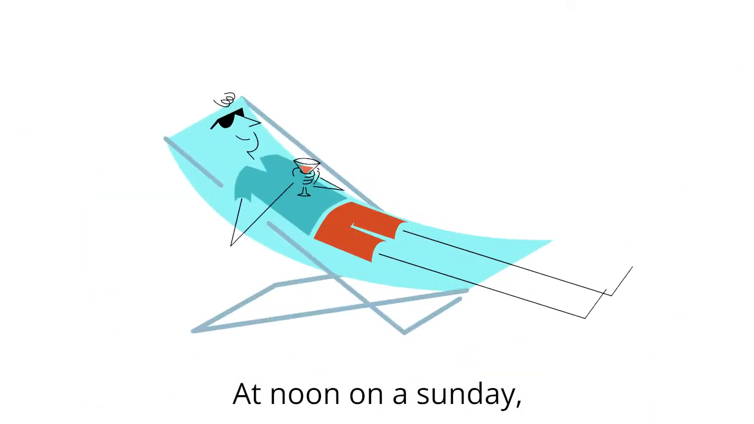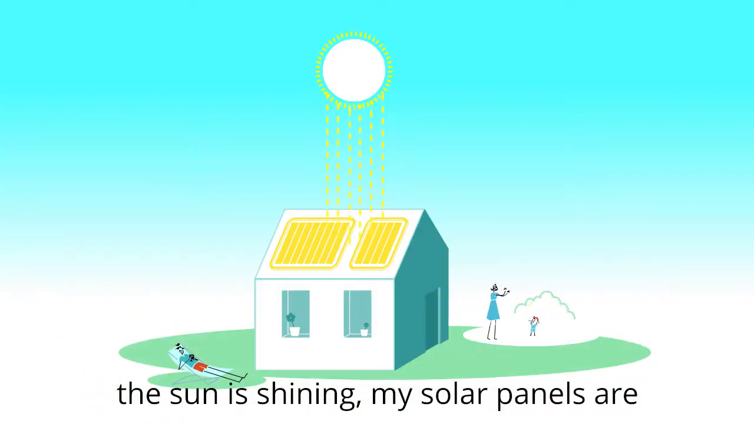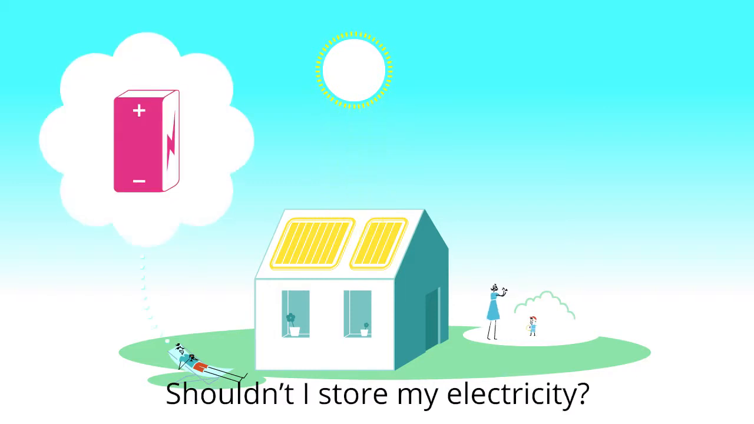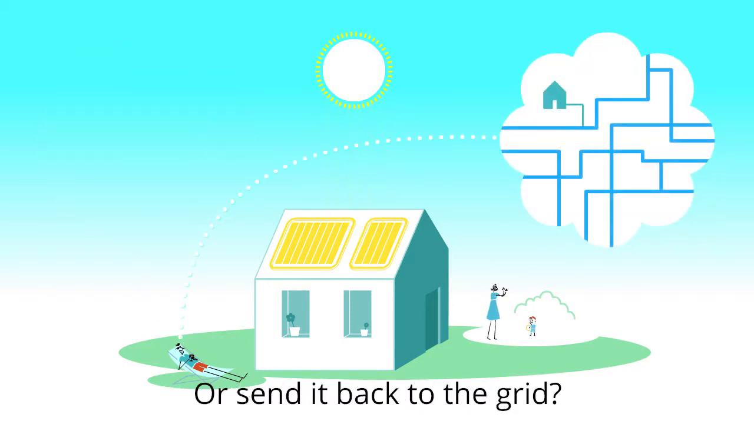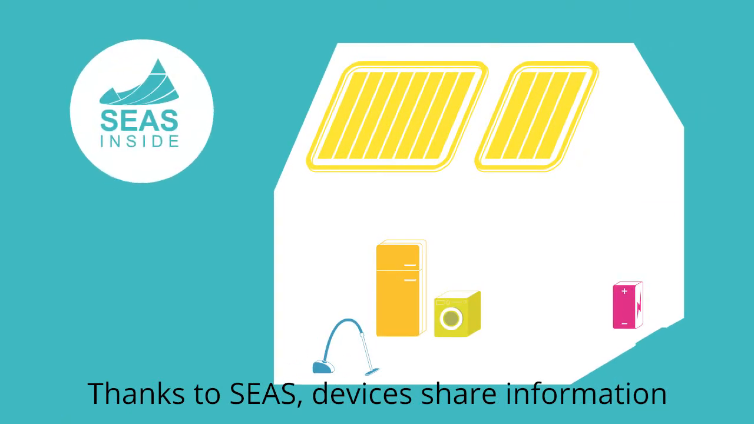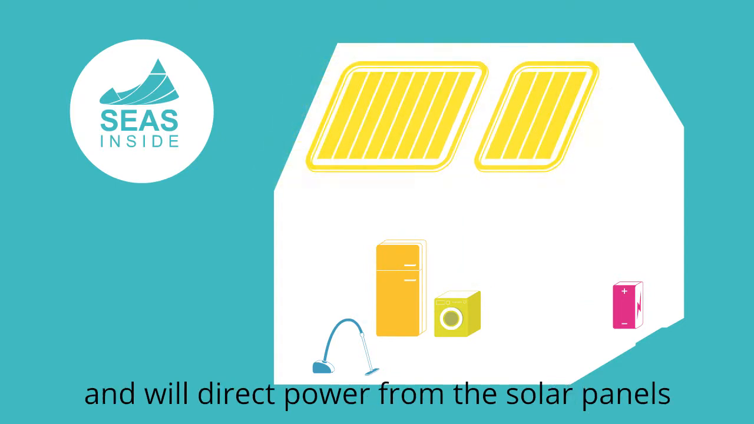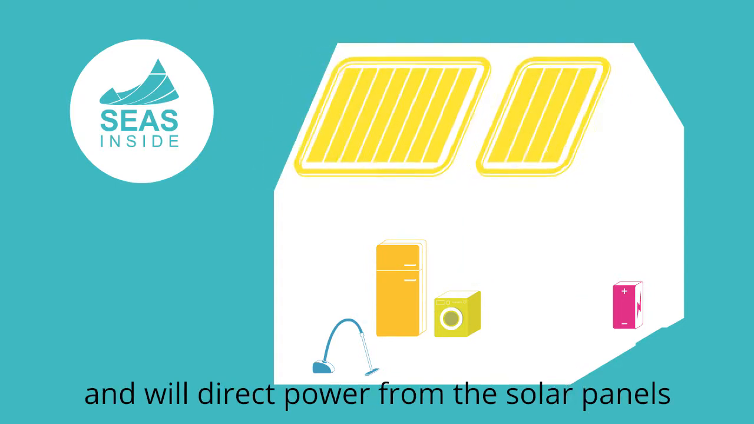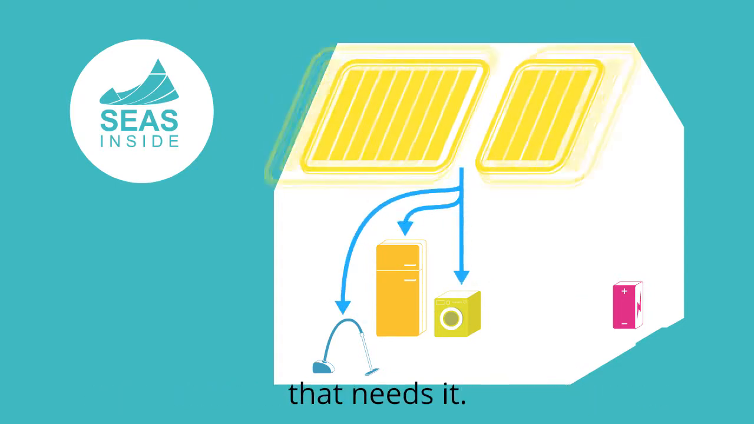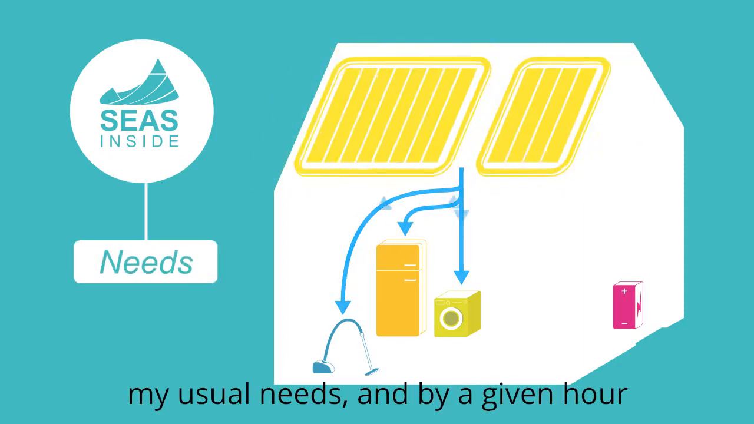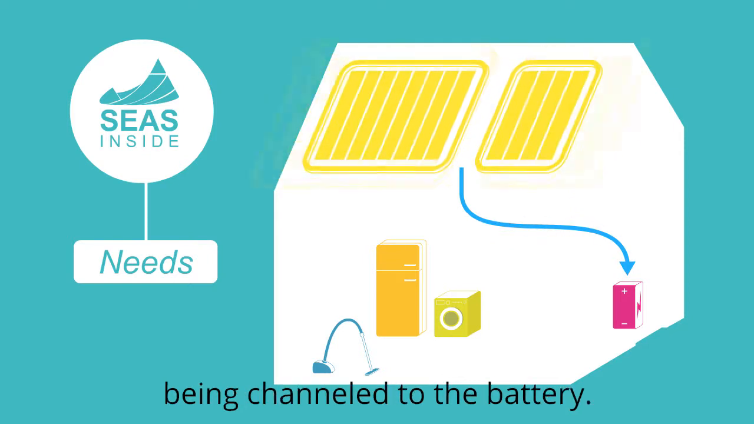At noon on a Sunday, the sun is shining. My solar panels are generating more electricity than I need right now. Shouldn't I store my electricity? Or send it back to the grid? Thanks to SEAS, devices share information intelligently with one another. They will know that the sun is shining and will direct power from the solar panels automatically to the equipment that needs it. The piloting also takes into account my usual needs, and by a given hour, the power is automatically being channeled to the battery.